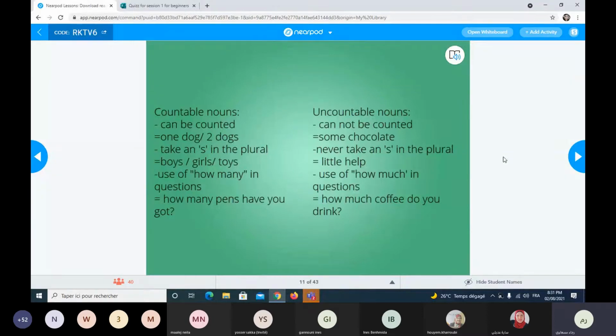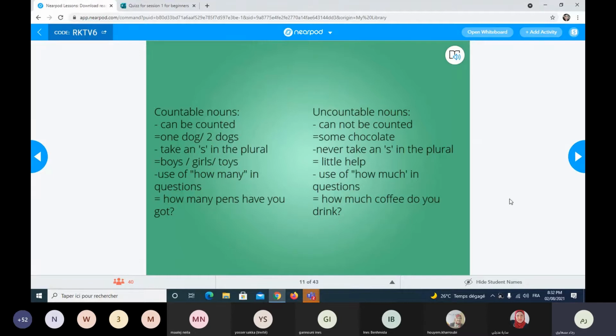They usually take an S in the plural. Dog, dogs. Boy, boys. Girl, girls. Toy, toys. And when I ask a question, I use how many. We will see that in the video later. For example, how many pens? How many books? How many toys?